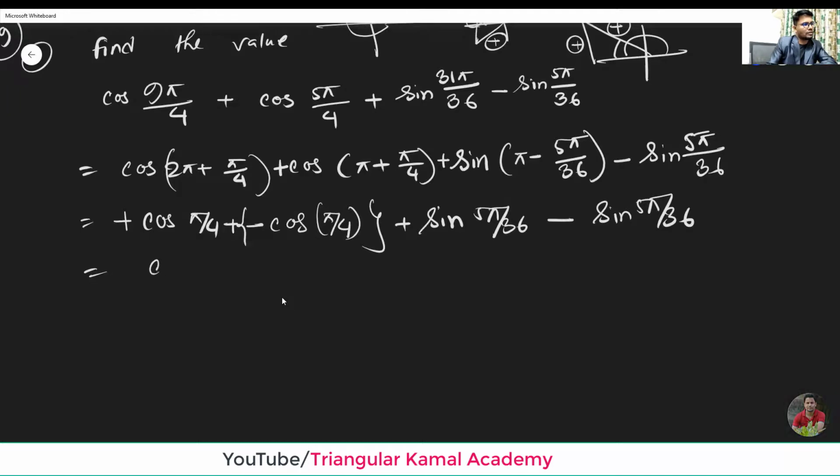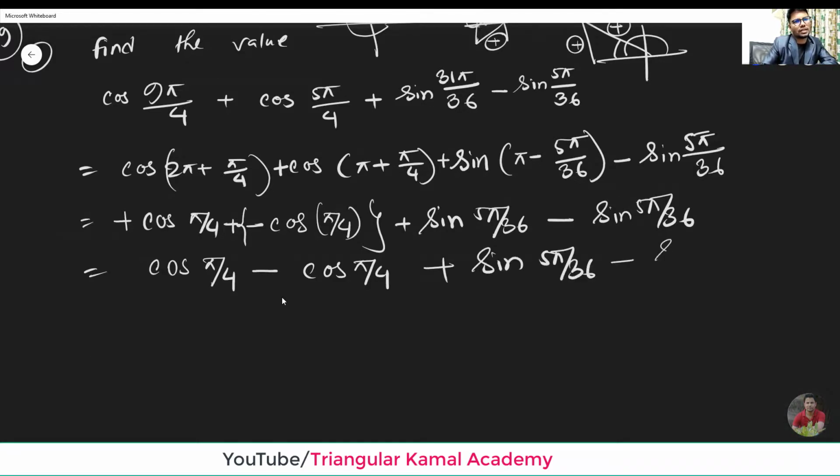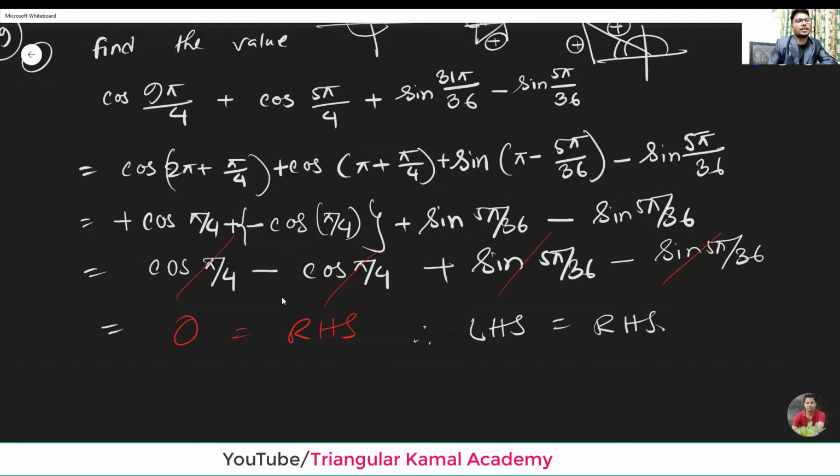This is the cos pi by 4 plus minus minus cos pi by 4 plus sine 5 pi by 36 minus sine 5 pi by 36. And here we can eliminate positive and negative one. There is a 0, which is our right side. So left hand side equals to right hand side, and this is proved.